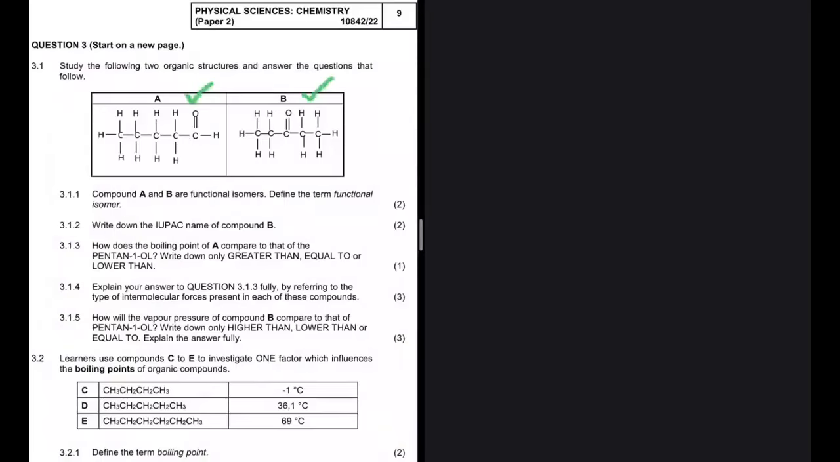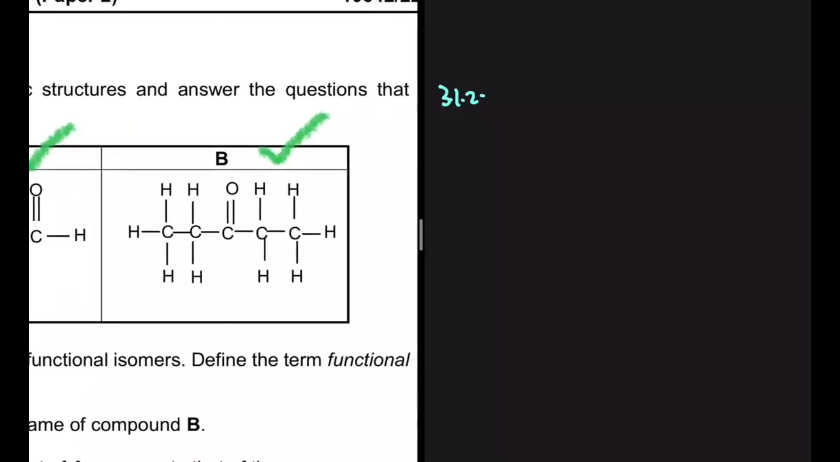Compounds A and B are functional isomers, like we are told in 3.1.1. What we are actually required to do is define the term functional isomer. Like all isomers, they have the same molecular formula, but in this case, the compounds differ by functional group. So the definition for functional isomer: same molecular formula, but different functional groups. Let's look at 3.1.2. Write down the IUPAC name of compound B. The first thing you want to do is to determine which homologous series compound B belongs to.